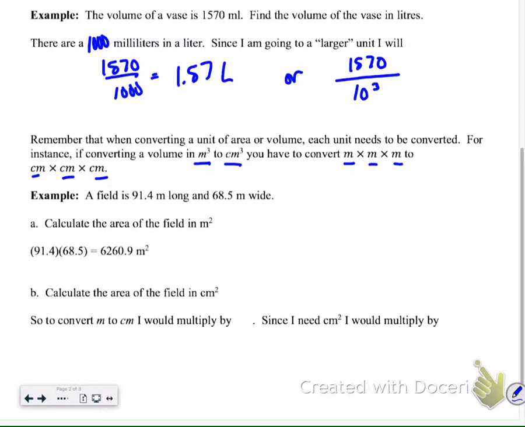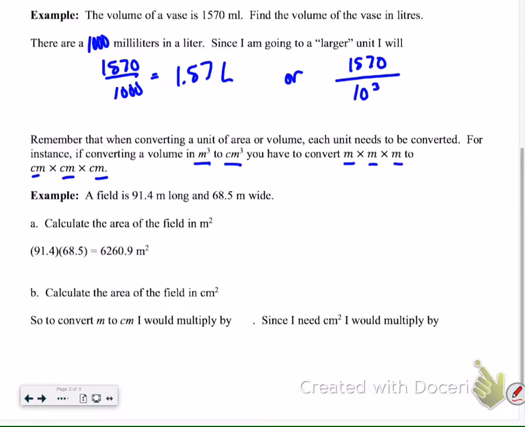So, for example, we have a field that is 91.4 meters by 68.5 meters. So find the area of the field in meters squared. No big deal. Length times width, 6260.9 meters squared. Okay, now calculate that area in centimeters squared. Now, of course, you could convert the dimensions from meters into centimeters, but what if they just gave you the area and you didn't have the individual dimensions? Then you would have to know how to do it this way.